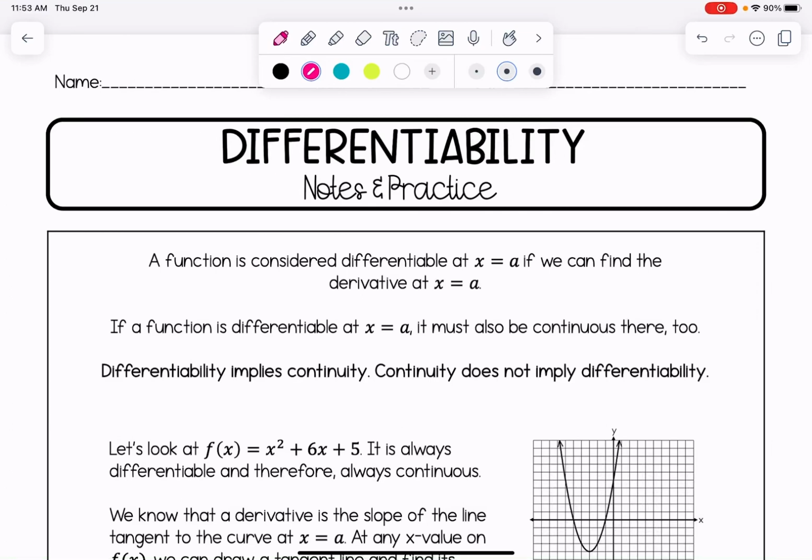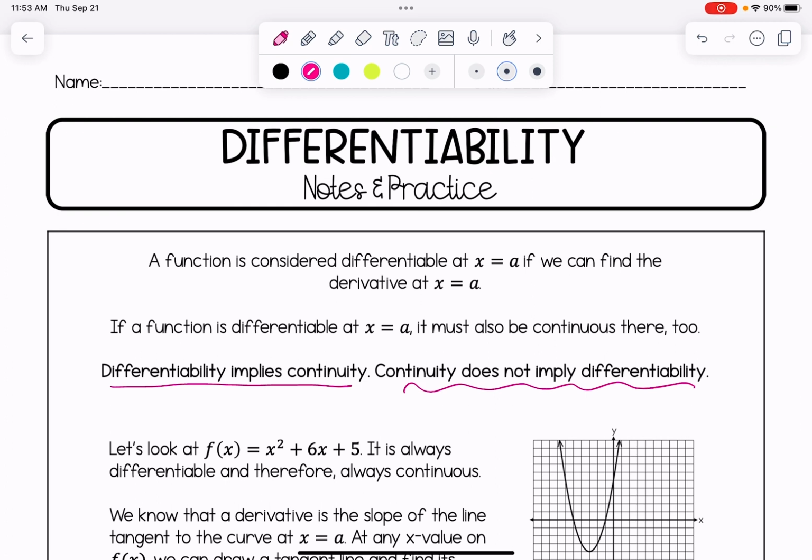In this video, we're going to talk about differentiability. A function is considered to be differentiable at x equals a if we can find the derivative at x equals a. That means the derivative exists. If a function is differentiable at x equals a, it's also going to be continuous there too. So a big concept here is that differentiability implies continuity. However, continuity does not imply differentiability.